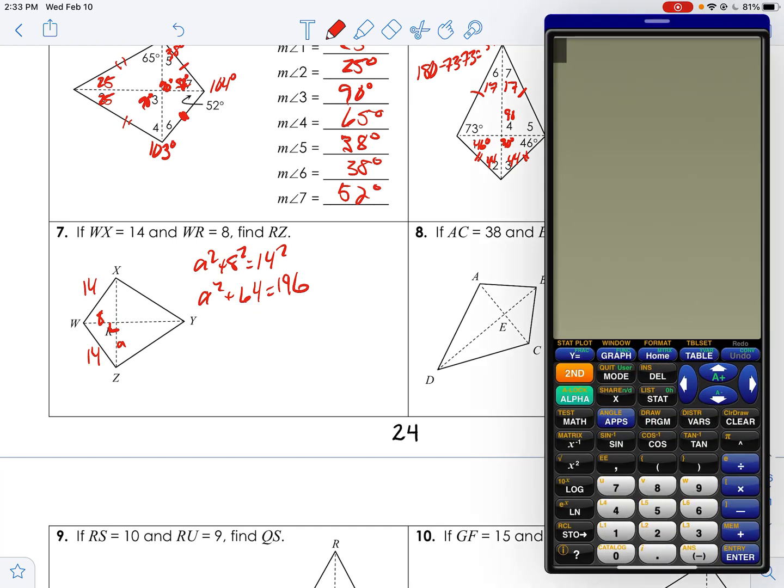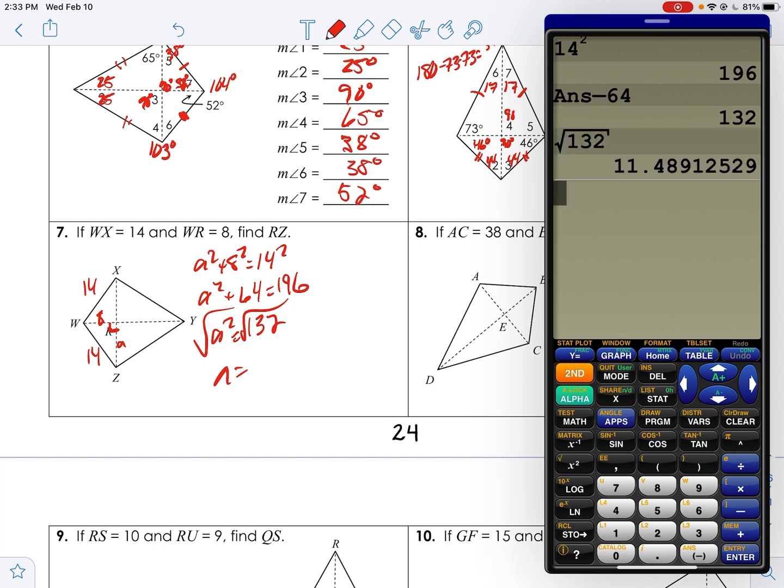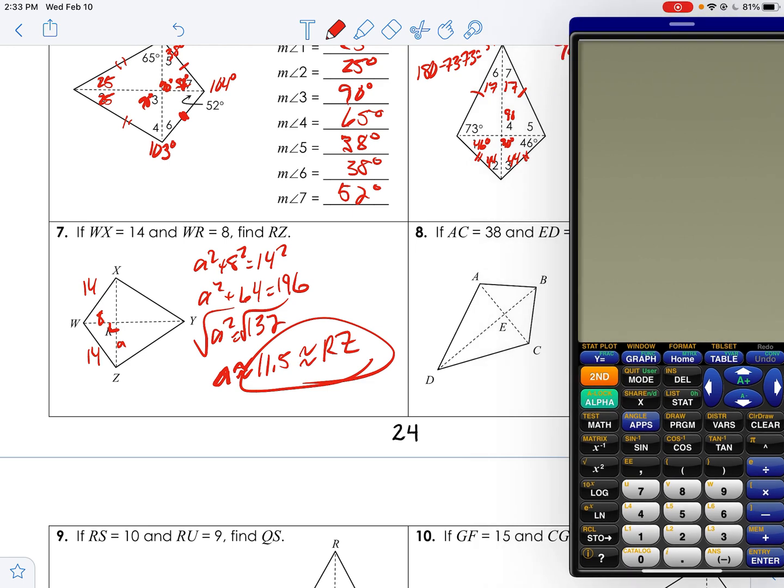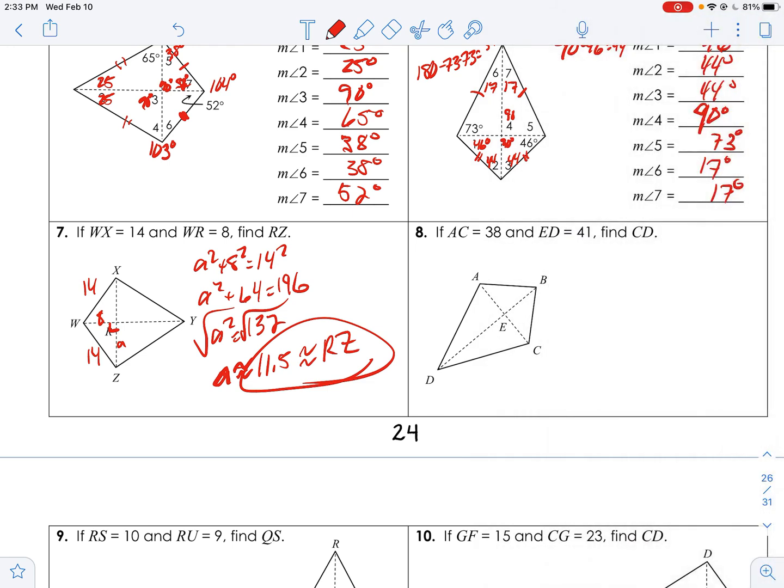So a squared plus 64 equals 196, if I remember correctly. 14 squared minus 64. And so a squared equals 132, square root. A equals the square root of 132. Almost 11.5. All we have to do is find A, because A was RZ. And we got 11.5. All right, give it a pause. Try number 8. Let's see how you do.